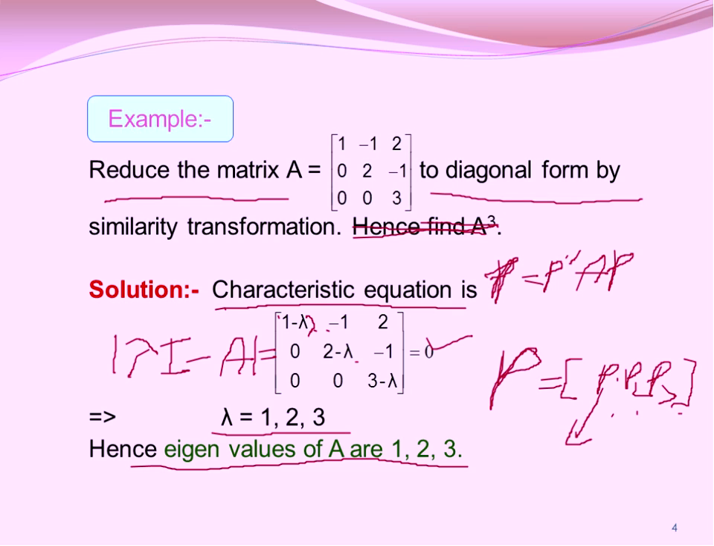Now our aim is to find P1, P2, P3. P1 is the eigenvector corresponding to the eigenvalue 1. Similarly, find the eigenvector corresponding to the eigenvalue 2, and the eigenvector corresponding to the eigenvalue 3. So, wait a minute.